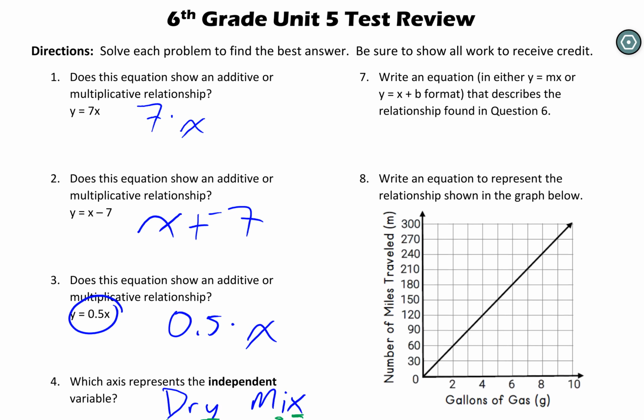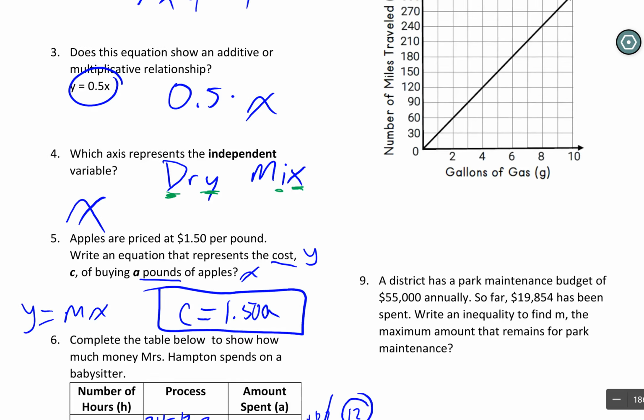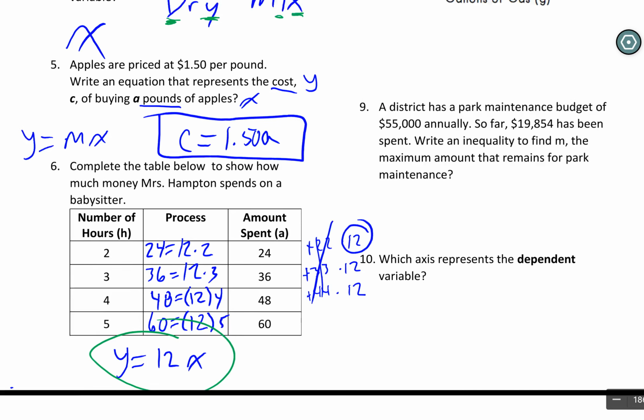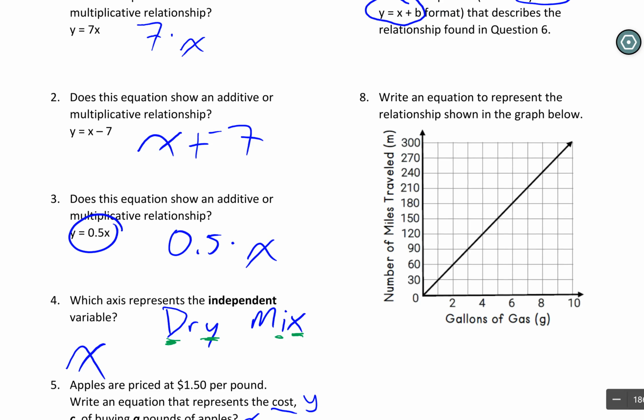Question 7. So it says here, write an equation, either y equals mx, that's my multiplicative, or y equals x plus b, so there's my additive, that describes the relationship found in question 6. Well, we actually already did that just while we were solving it, so it's right there. So I'm just going to rewrite it again, which is y equals 12x. Number 8.